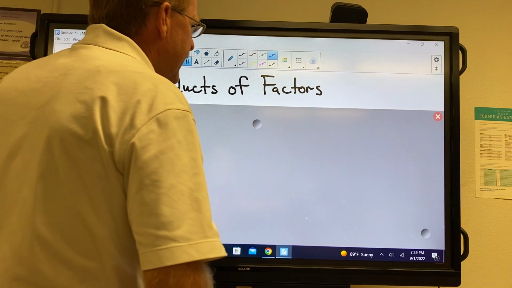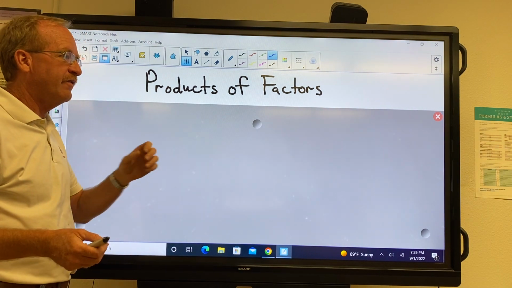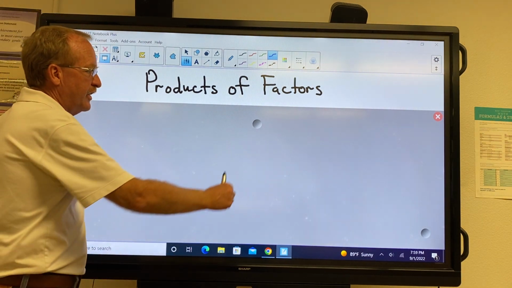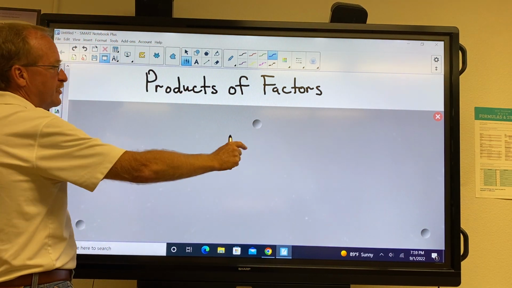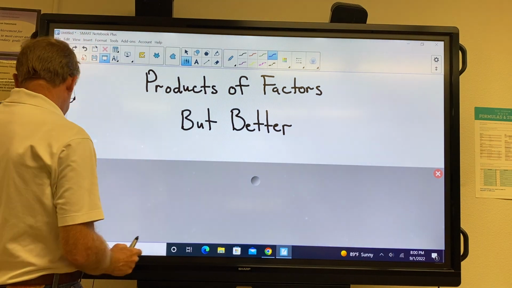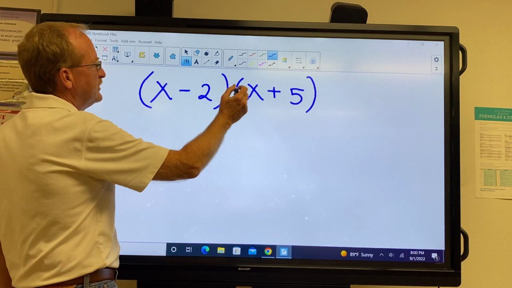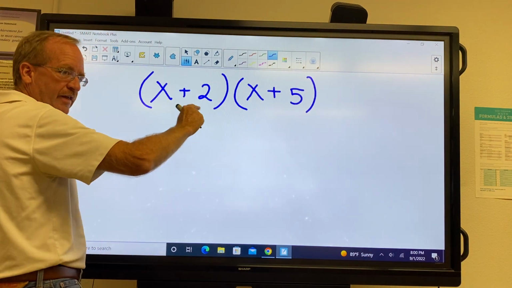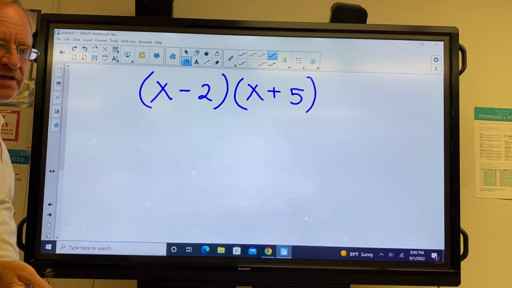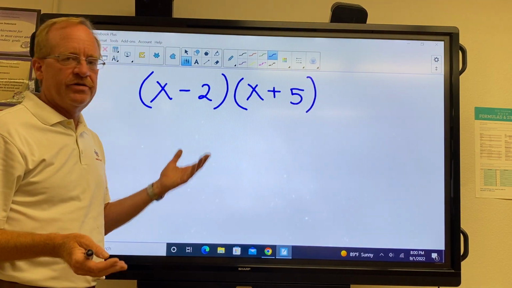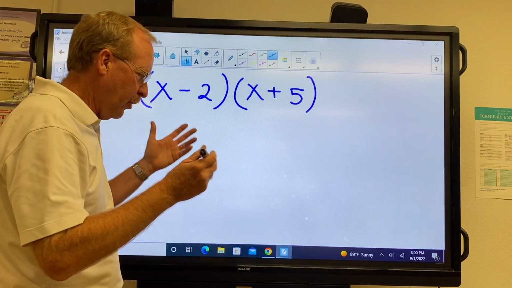All right, so in our last video, we looked at the basics of multiplying factors algebraically when you've got that double parenthesis thing going on. So today, we're going to do products of factors, but better. In the last one, all our signs were positive. For example, this would look like that if I was doing it the same way. But not everything that you're going to see is going to have positive numbers. You're going to get negatives. So just take a deep breath and relax and just go with it.